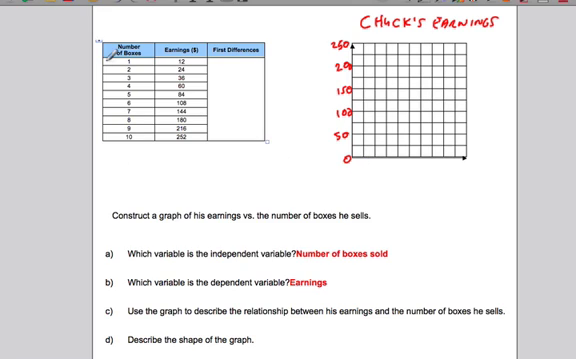And we have to go from 1 up to 10, and remember there's 10 lines, so we're going to go 2, 4, 6, 8, and 10. We have to label our axes, so remember this is earnings, because the dependent variable always goes on the vertical axis, and the independent variable always goes on the horizontal axis, so this is going to be number of boxes sold.